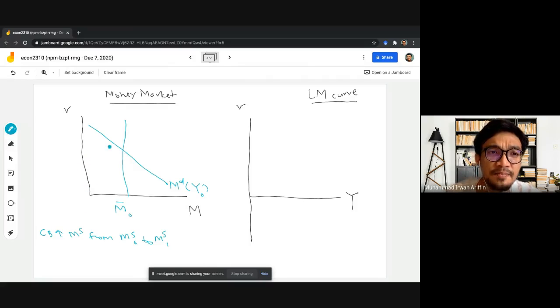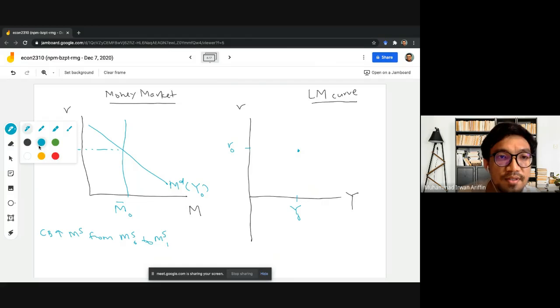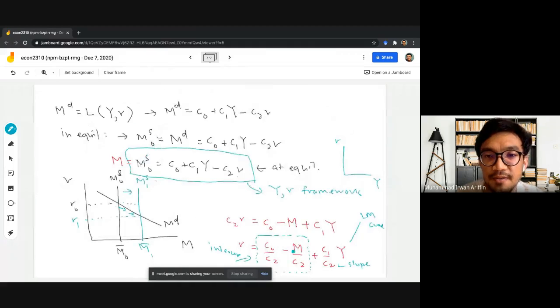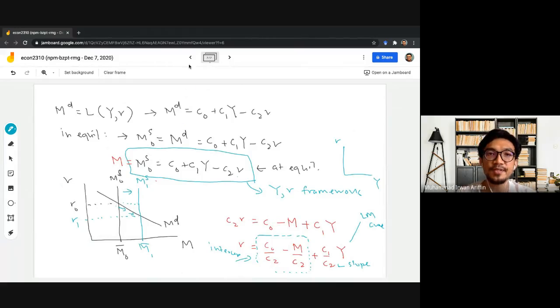Now, as money supply changes, let's just get the original equilibrium interest rate, and let's say this is our original Y0 over here in the LM curve. So let's just draw the LM curve. Let's say this is our LM curve, the original LM curve, LM0, and remember this will be our intercept, which is C0 over C2 minus M bar 0 divided by C2. This is from this equation, because this would be our intercept over here.